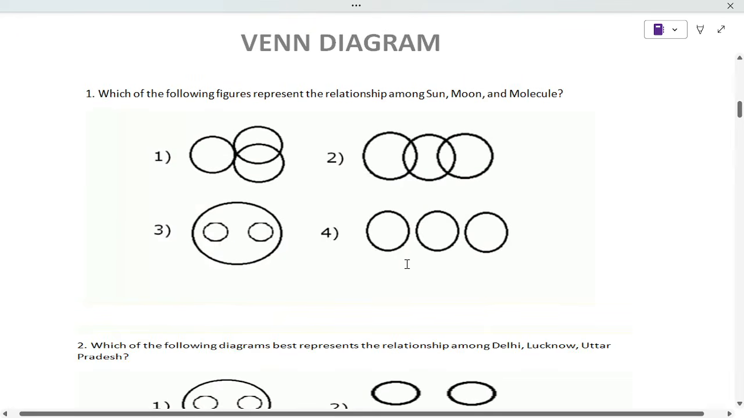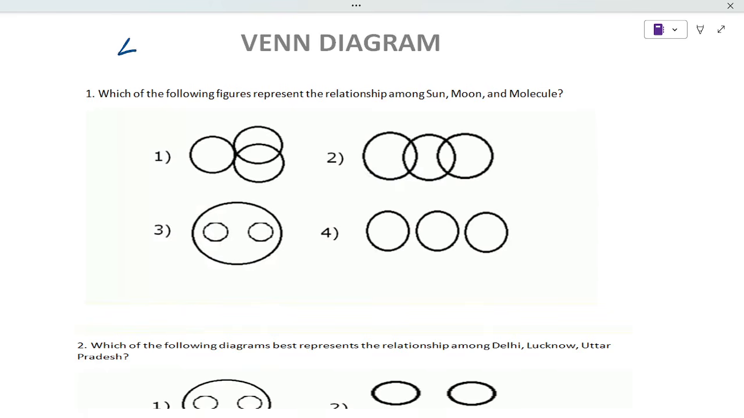So let's start with logical Venn diagram. There's no specific formula, but they will definitely ask some questions on Venn diagram. For example, question number 1: which of the following figures represents the relationship among sun, moon, molecule? In the options, they will give us Venn diagrams.